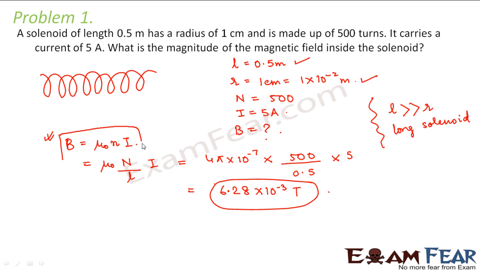Had it not been a long solenoid, we would have used the formula which we derived before. If you look at the magnetic field derivation of your solenoid, the expression which you get is basically n mu naught I by 2 into cos theta 1 minus cos theta 2. So you will have to apply that formula if the solenoid is of finite length. But in this case, since it is of infinite length, the criterion to check if it is infinite length or not is that the length of the solenoid should be very large when compared to the radius of the solenoid.